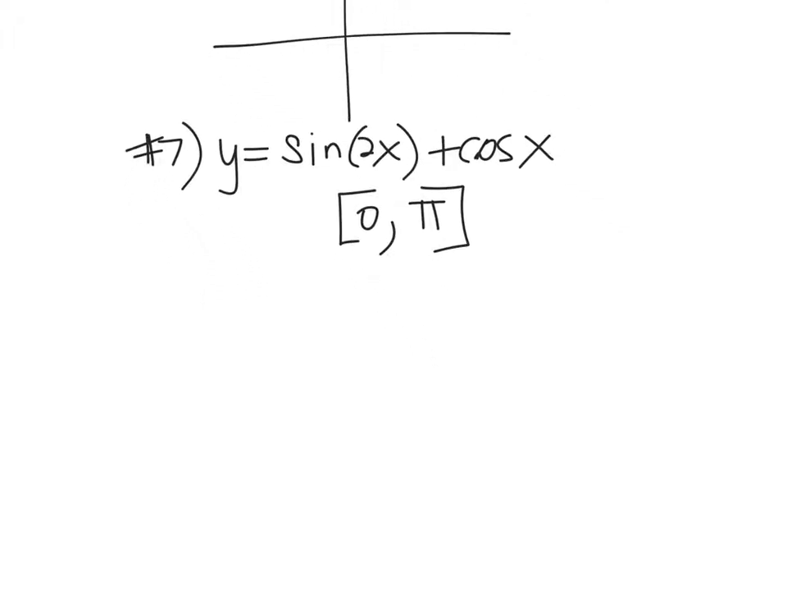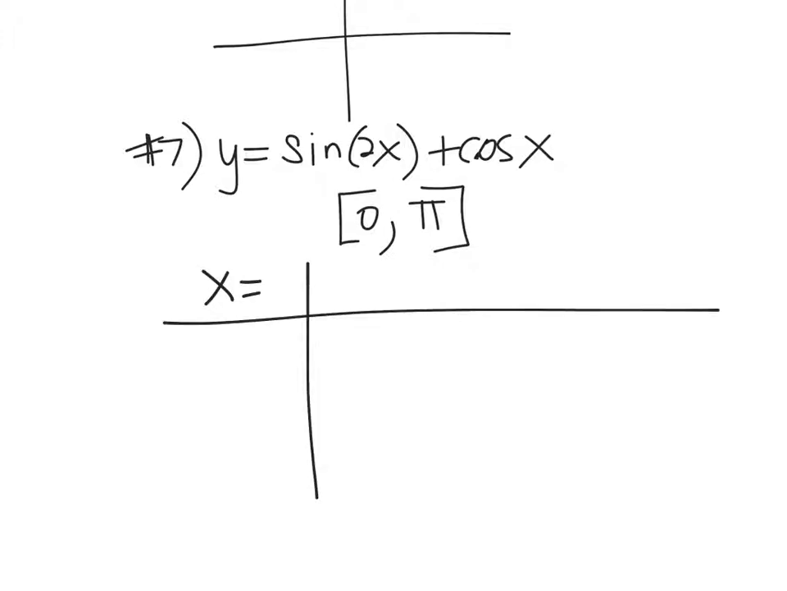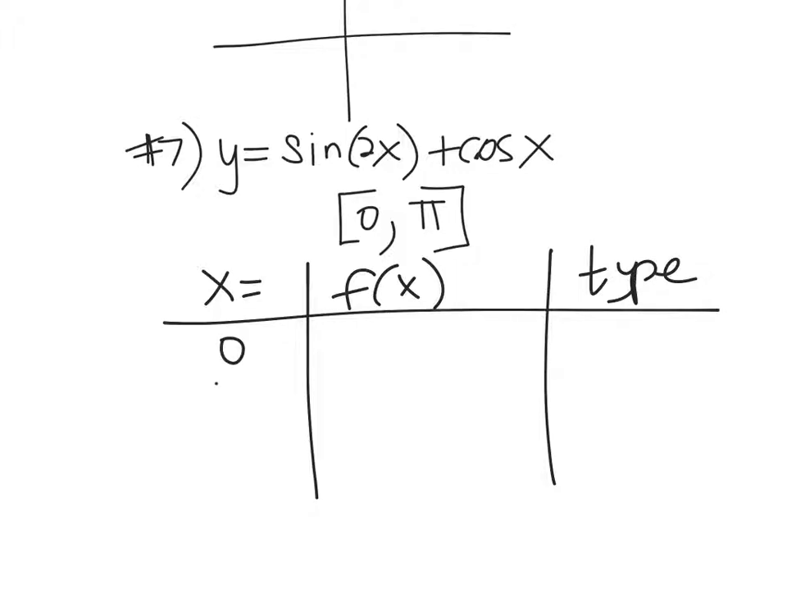Okay, here's how you could do this one. And I wouldn't make you do this one using calculus or analytically because you have to take the derivative, set it equal to 0, and that's something that we did in trig. And you really don't want to do that. So let's find our f of x values, and let's find the type. Okay? So I know 0 and pi are going to be it for sure. And let's look at the rest. So this is what I want you to do.